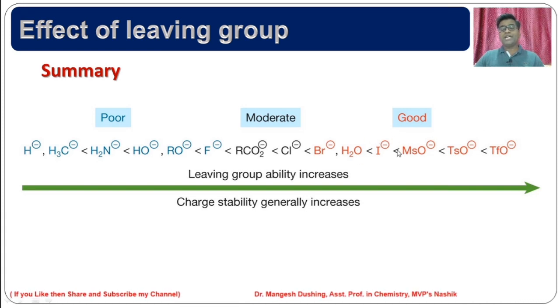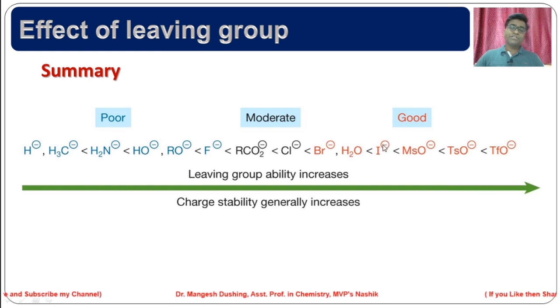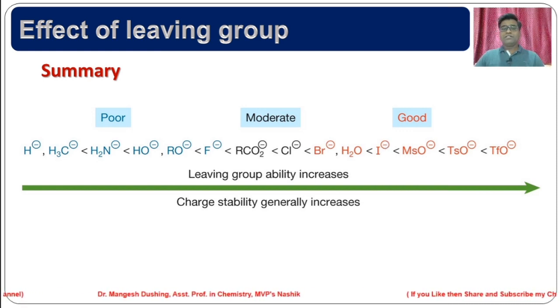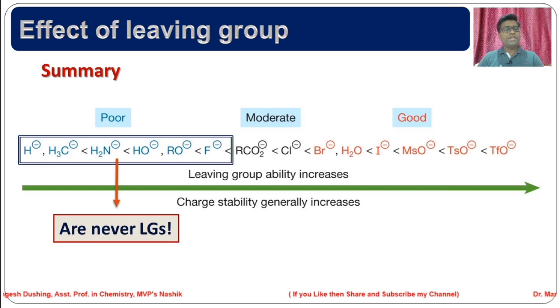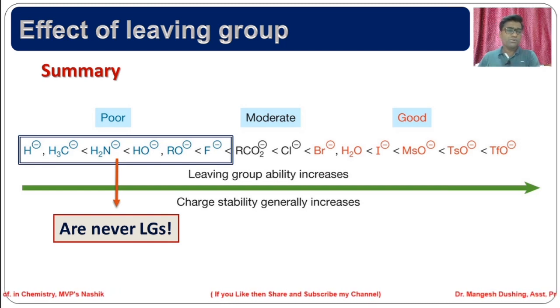In the case of iodine, iodine has a large atomic size. Because of the large atomic size, the negative charge on it is stabilized. That's why iodine is a very good leaving group. So H minus, CH3 minus, NH2 minus, OH minus, RO minus and F minus are never good leaving groups.